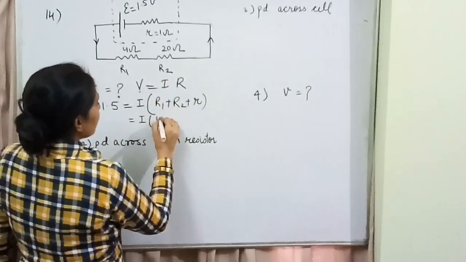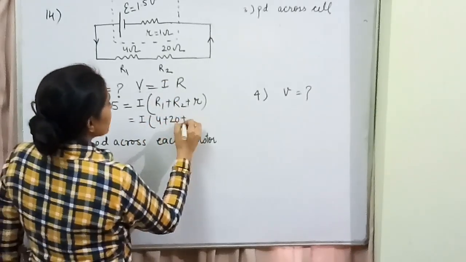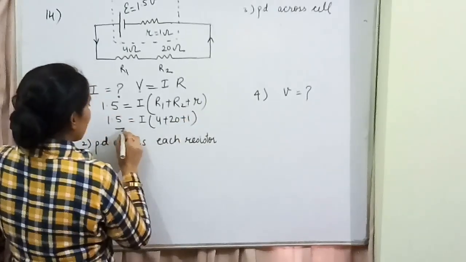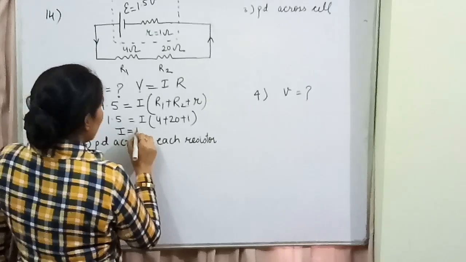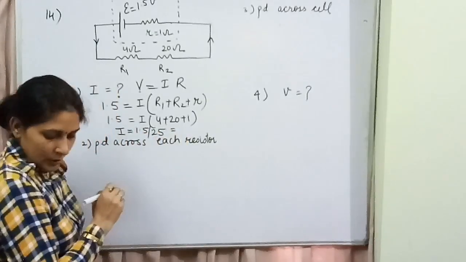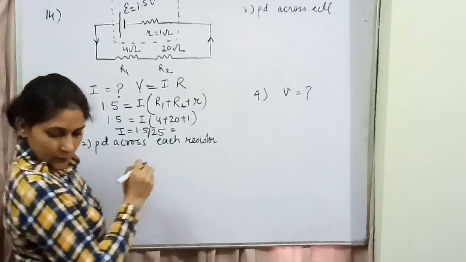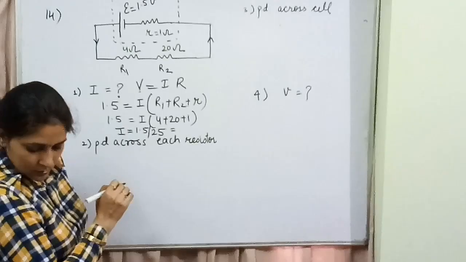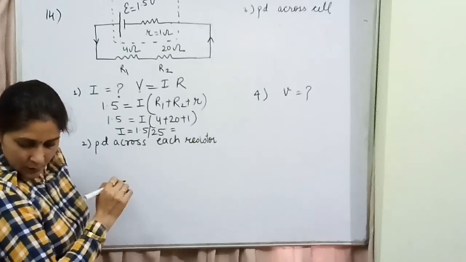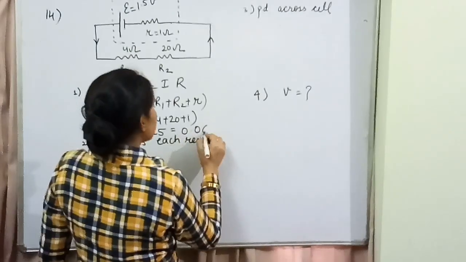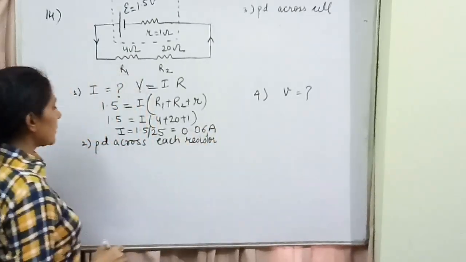Value of R is 4 plus 20 plus 1, that is 25. It is 1.5. So from here you can calculate value of I is equal to 1.5 divided by 25 and we'll solve it. You will get it as 1 ohm. No, sorry. This is 0.06 ampere. Sorry, beta. This is 0.06 ampere. Okay.